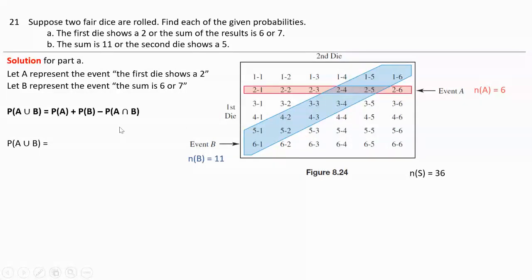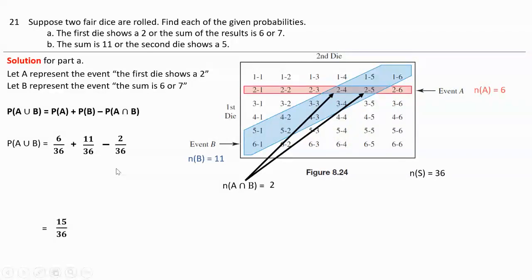So now the probability of A will give us 6 over 36, plus the probability of B will give us 11 over 36. Now where do they intersect? They intersect at 2,4 and 2,5, which is 2. So it's going to be minus 2 over 36. So the answer will give us 15 over 36, which can be reduced to 5 over 12. So this is the solution for part A.